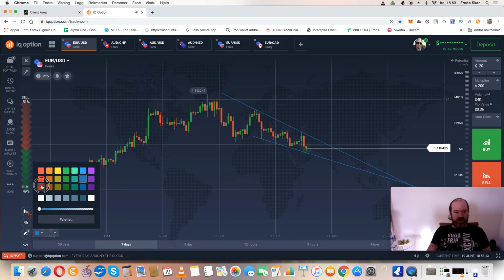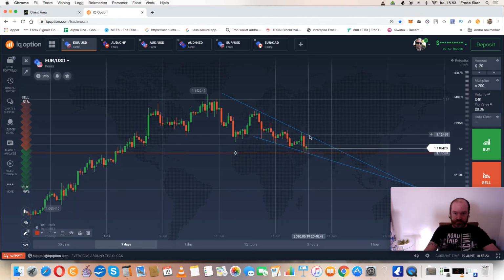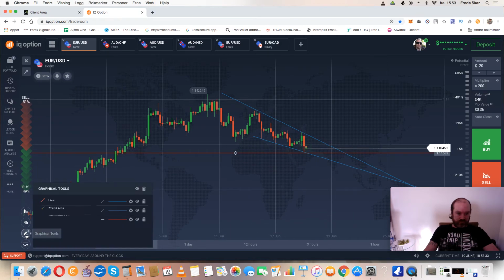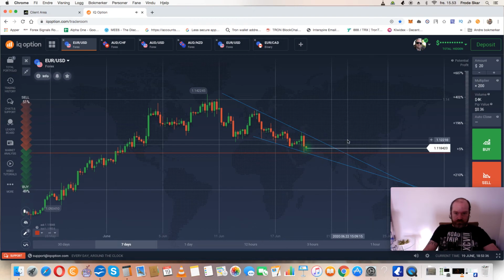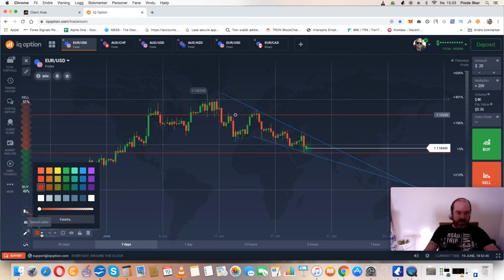Make this red again, like this. We will set the stop loss around there. We cross above with a closed 4-hour candle here, and take profit, I would then set, let's see, I would set it around here. Let's change this to the nice green color.